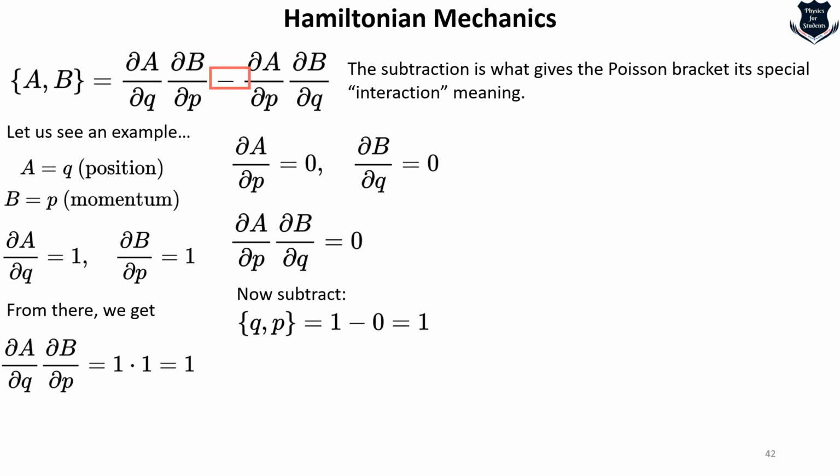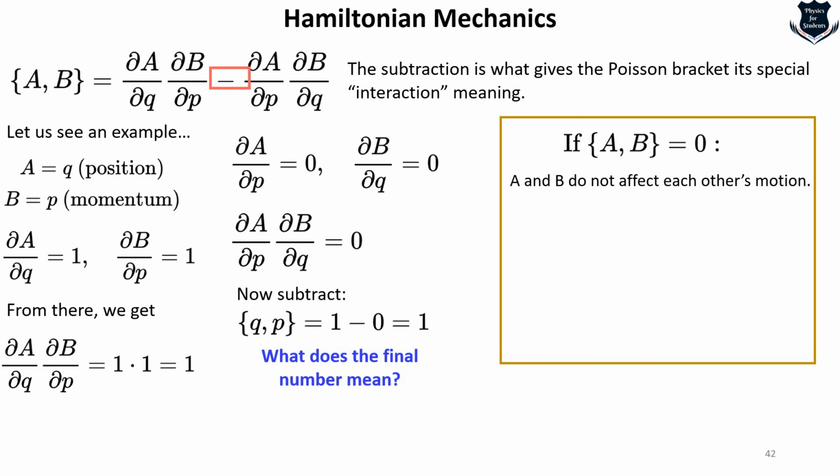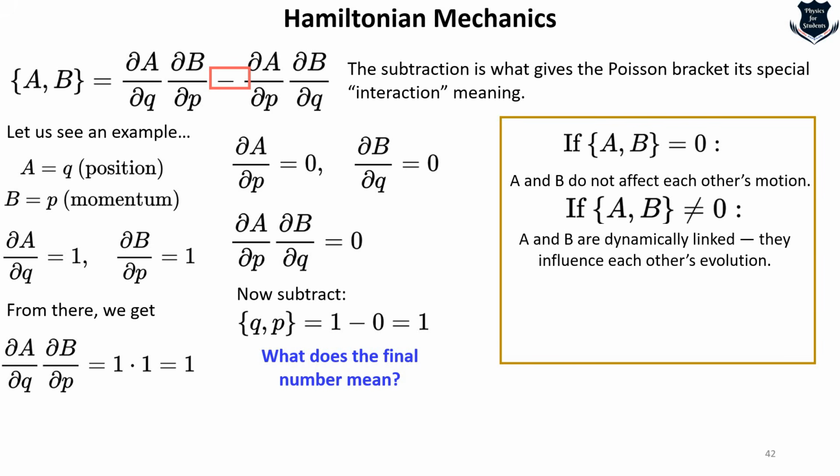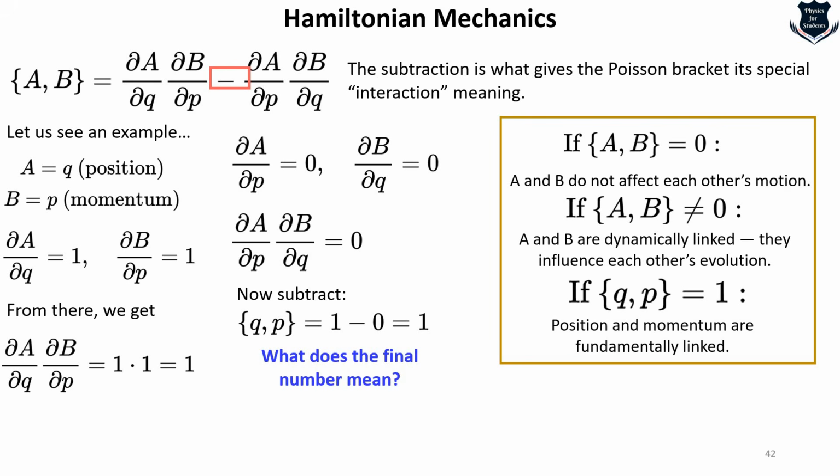Now you know from here what this 1 actually means. It means that if this Poisson bracket is equal to 0, then these two variables A and B are not affecting each other's motion. If it is not 0, then they are dynamically linked. But here we come to the third point. It is 1. That means position and momentum are fundamentally linked.